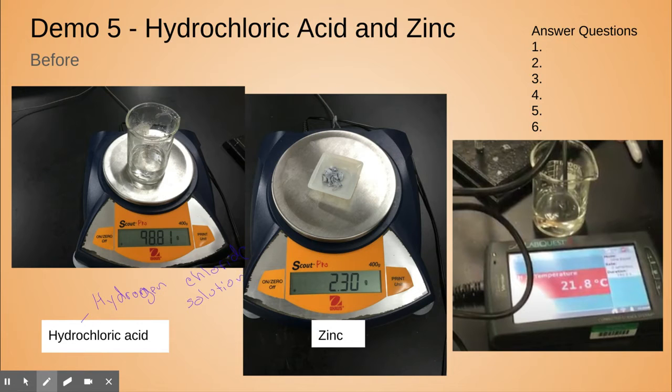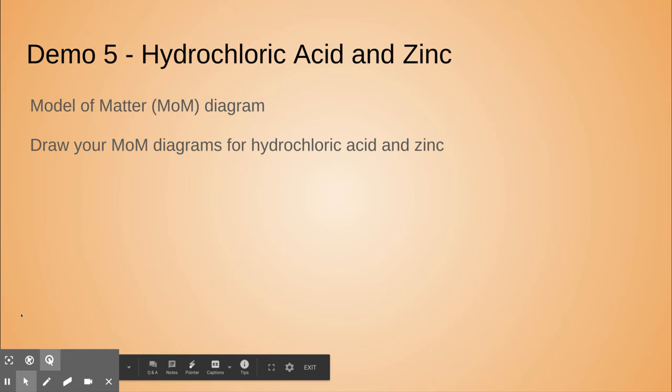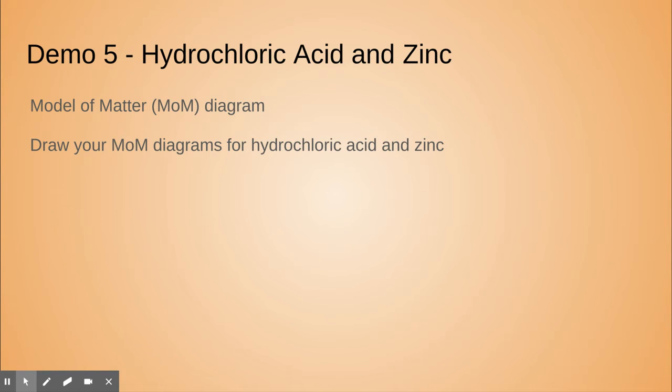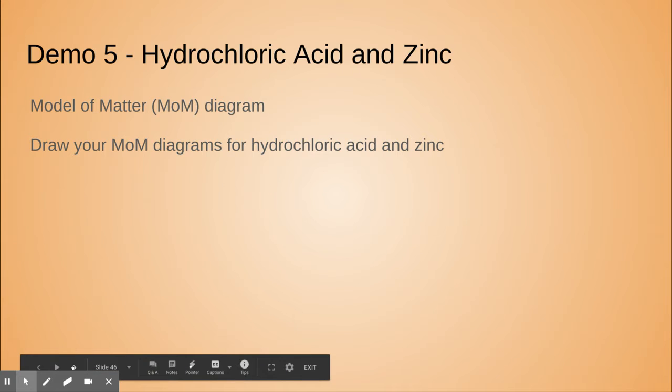So from that information, you should be able to identify what it is and then eventually draw the MOM diagram for it. We have zinc in this middle picture, and then we have the beginning temperature in this last picture. So go ahead and do that, and then when you're ready, keep going with the video. So draw the MOM diagrams for the hydrochloric acid, which again, remember, is hydrogen chloride solution, and the zinc. And then when you're ready, move forward and you can see how we do it.